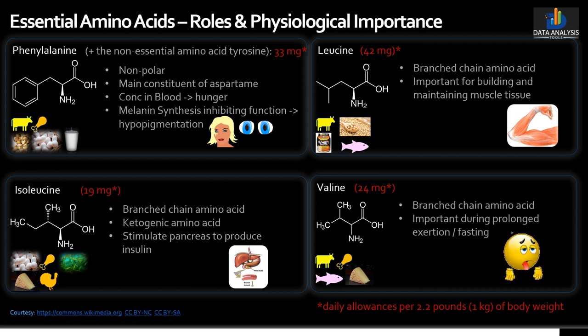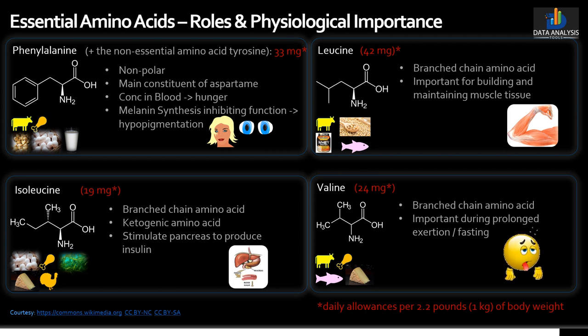The US recommended daily allowance per 2.2 pounds, that is 1 kg, of body weight for phenylalanine is 33 milligrams. Leucine. Like valine, leucine is a branched chain amino acid that is critical for protein synthesis and muscle repair. It also helps regulate blood sugar levels, stimulates wound healing, and produces growth hormones. Daily allowance per 2.2 pounds of body weight for leucine is 42 milligrams.